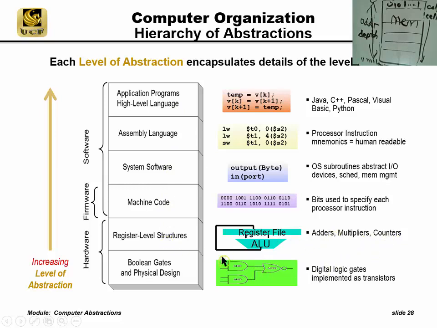So we're going to use Boolean gates in this class and design some of these structures and then use them to implement different instructions as machine code.